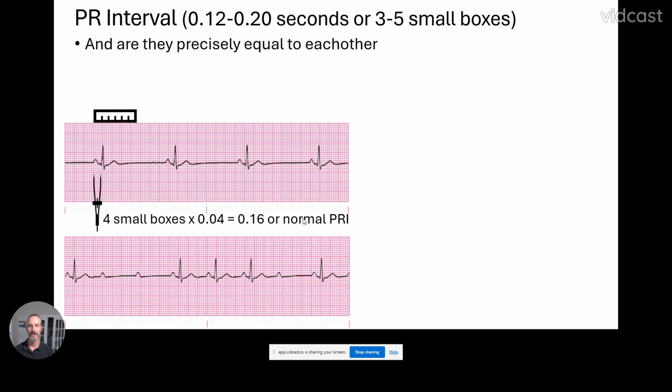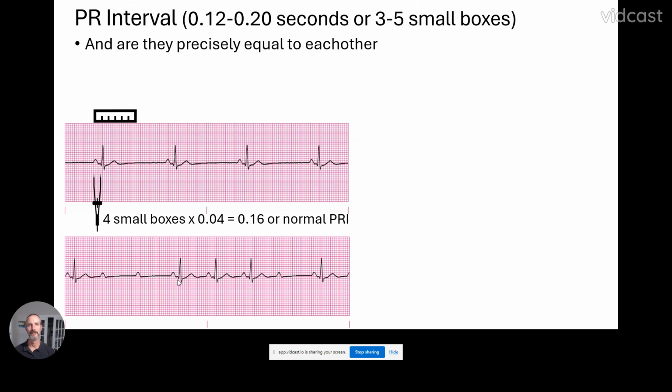All right. So if we're going to measure this one, again, this is the same rhythm strip as the one before, but you can't measure this. There's no QRS complex to measure a PR interval, but we can measure each one of these, right? So we kind of start here. We count 1, 2, 3. Looks like about 3.5 boxes. So that would actually be 0.14.